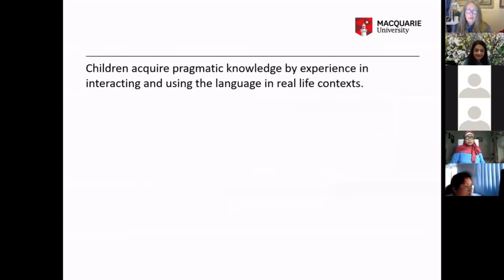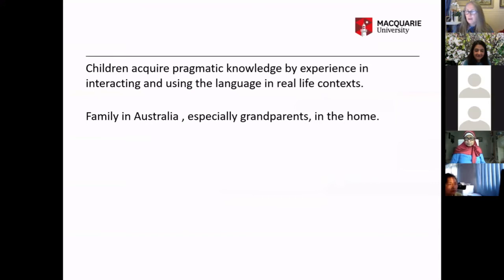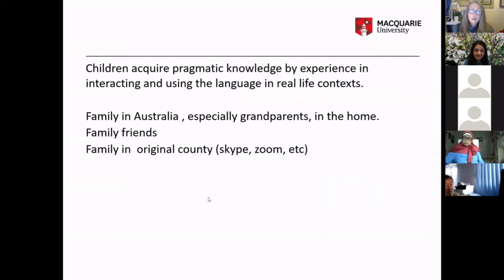in real life contexts. In Australia, unfortunately, these contexts are quite limited. So they might talk to their family, especially their grandparents in the home. Some of you might have the children of second or third or fourth generation migrants who only speak English in the home. So they may not even have that. They might talk to family friends. They might talk to family in the original country, so maybe by Skype or Zoom or something. And they might even visit the original country, like the people that I talk to in my research.